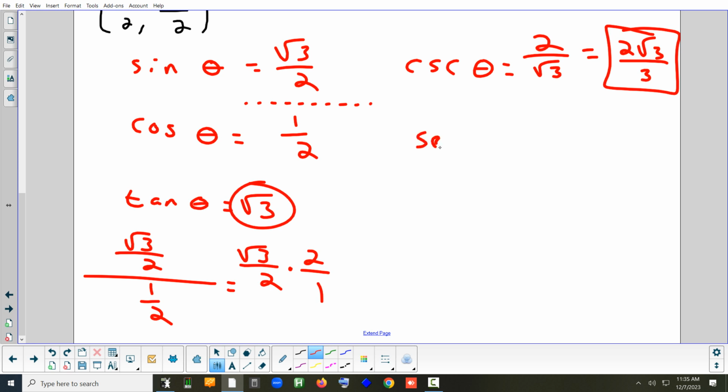Okay, how about the secant? What's the secant of the angle represented by the coordinate we were given? 2. Just take the cosine and flip it. So there's our secant.